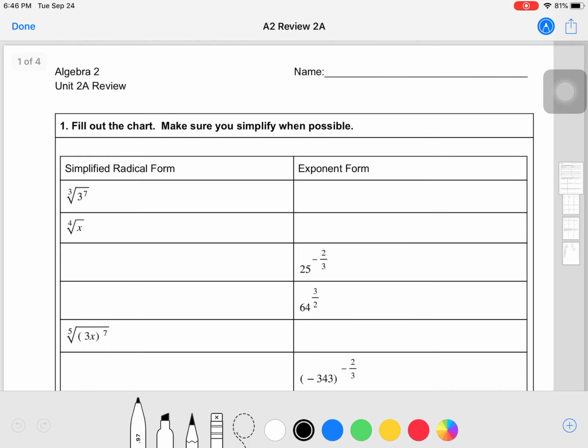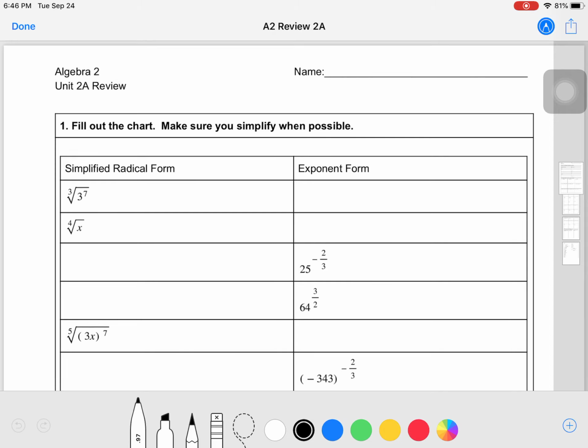In this video, I'm going to go through some highlights of what you're going to need to know for your Algebra 2 Unit 2A test coming up soon. Remember, as you go through this review, the answers are all on the back, so please do not just guess that you're doing right. Make sure you double check every single time that you're doing it correctly.